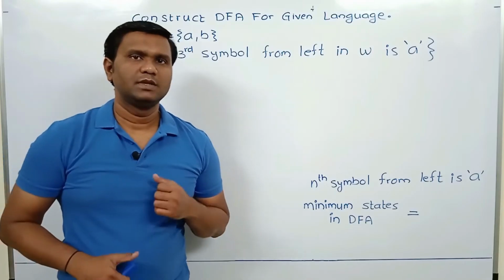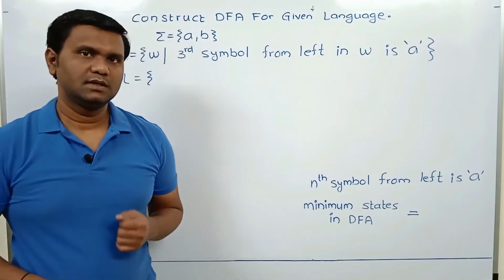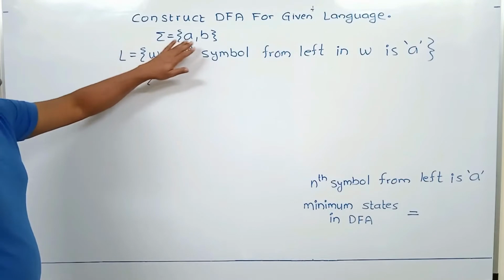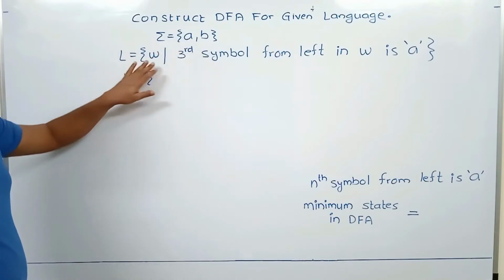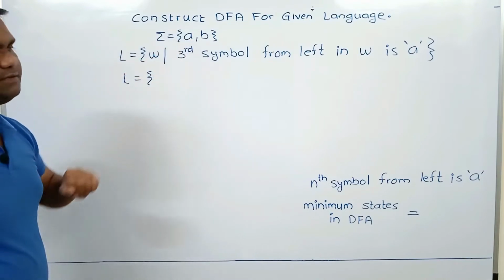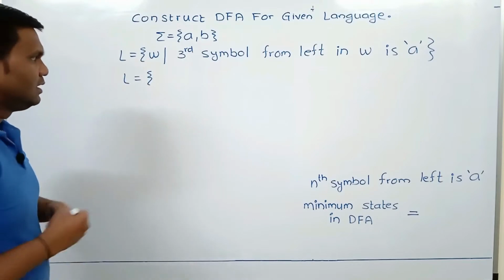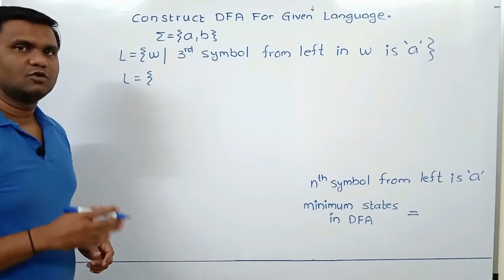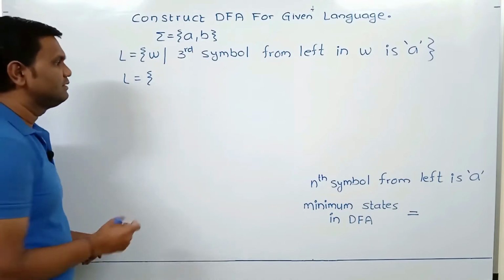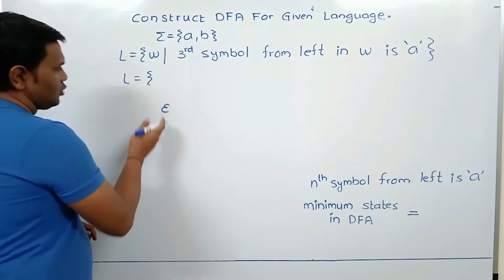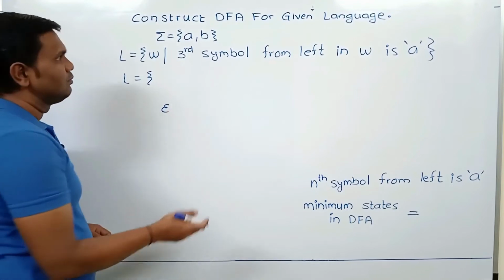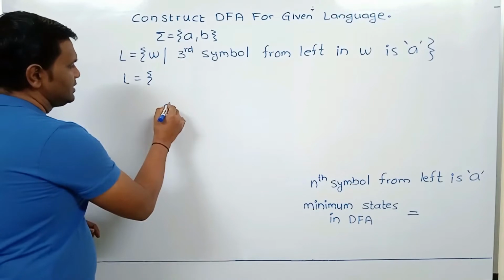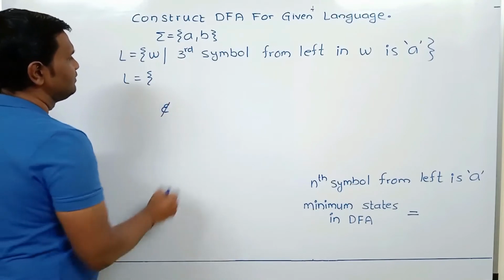So let's continue with problem statements to construct deterministic finite automata. Here the alphabet contains A and B, and the language is W such that the third symbol from left in W is A. Let's first consider a few strings which are part of the language and which are not part of the language, and we must start with epsilon. Epsilon does not contain any symbol, so it doesn't have the third symbol from left as A. So epsilon is not part of the language.